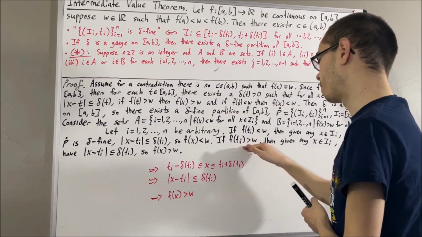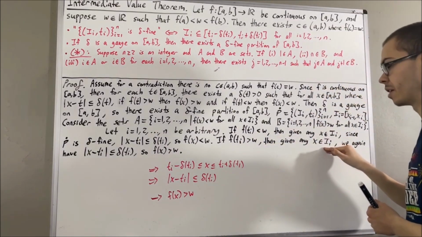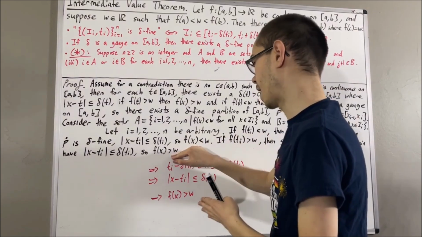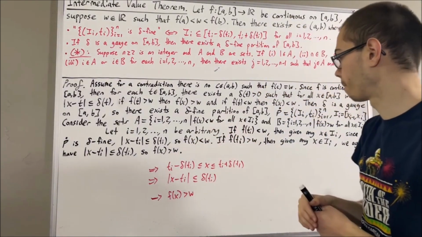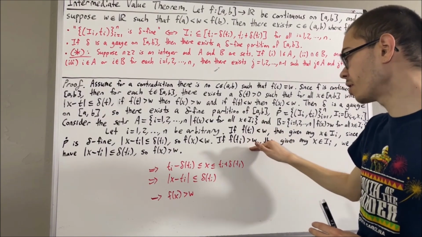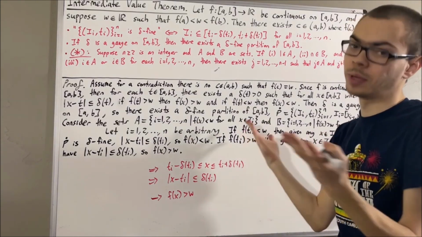So this shows if f of t_i is greater than w, then every output value on the subinterval I_i is greater than w. So in that case, we have i as an element of B. So no matter what, whether f of t_i is less than w or f of t_i is greater than w, this shows i is either an element of A or B.